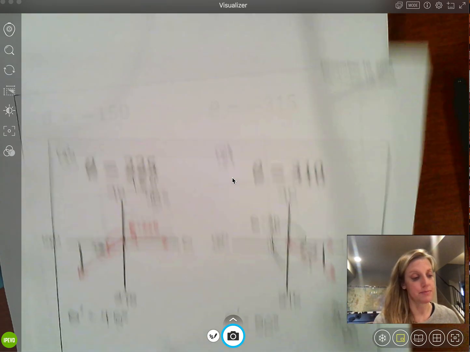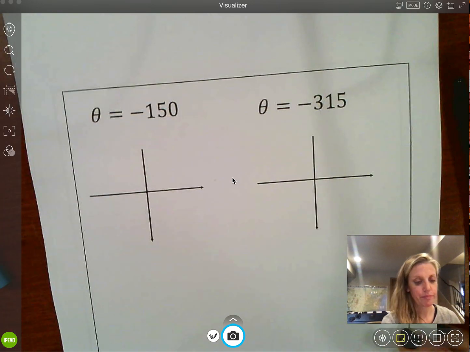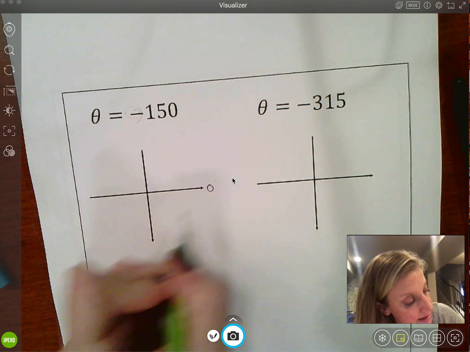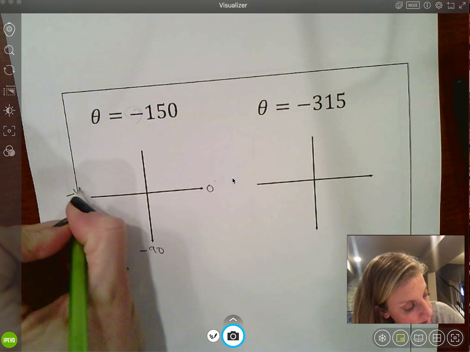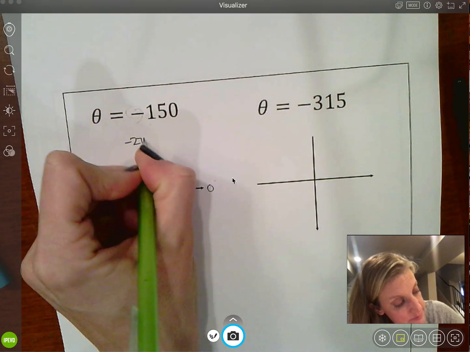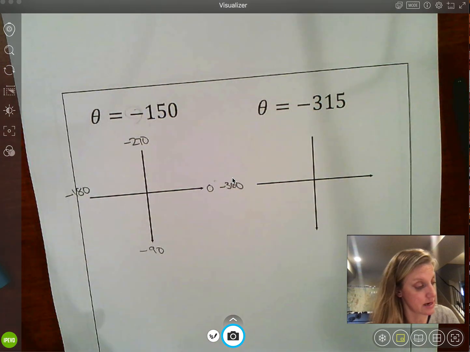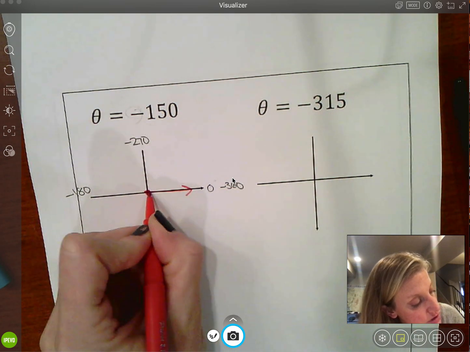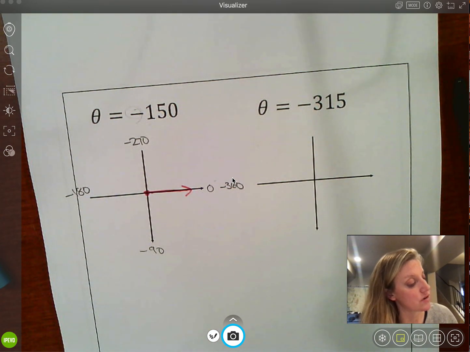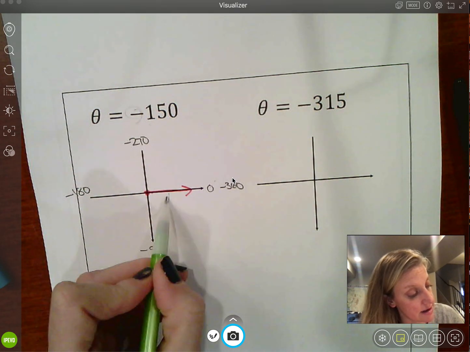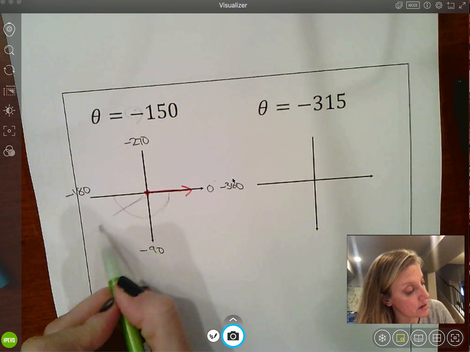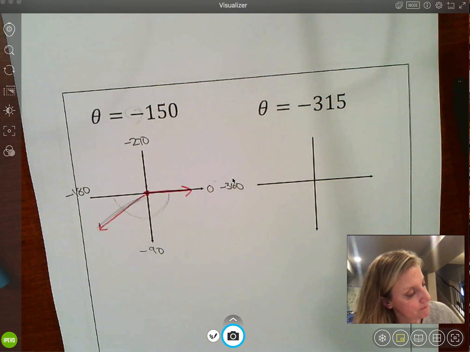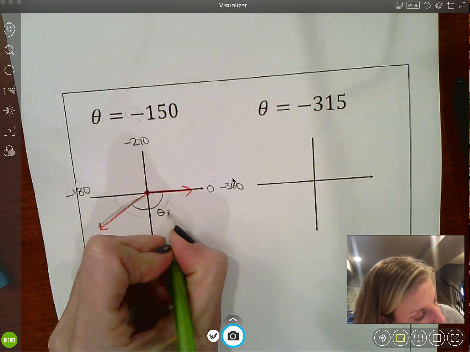Now let's do 2 examples where we're going in the negative direction. All right, theta is negative 150, so that negative means we're going to go in that negative direction. So 0, negative 90, negative 180, negative 270, negative 360. So if we want to go negative 150, we have that initial side, the positive x-axis, and then if it's going to go down negative 90, that's not enough. If we keep going to 180, that's too much. So I'm going to guess that terminal side is somewhere in quadrant 3. And that gets me that theta of negative 150.